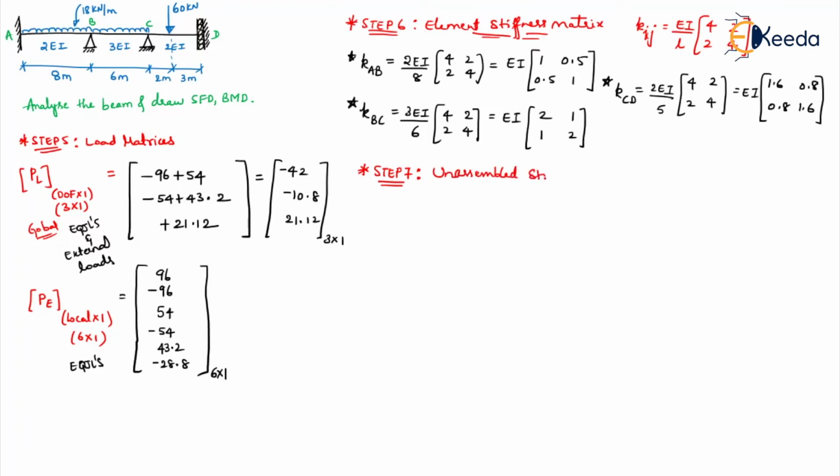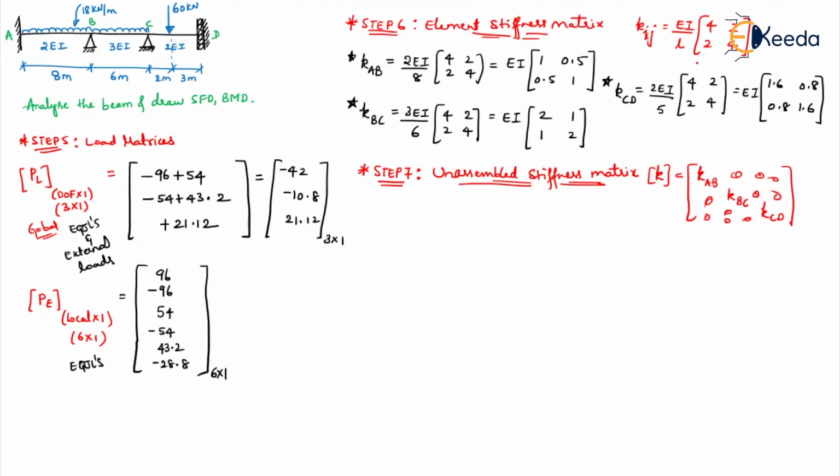Unassembled stiffness matrix. So what is your unassembled stiffness matrix? It's your small k. What you have to do in this? You have to write your element stiffness matrices in the diagonal way. So K, C, D like this, and put all other values as 0. Whatever values you will get here, these all will be 0.